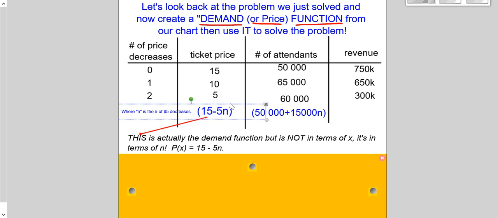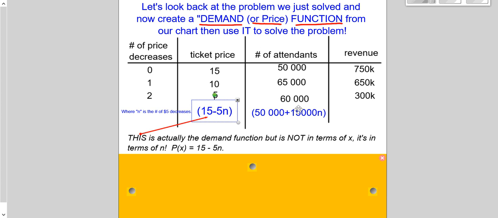We want this N to actually be an X, but we want X not to be the number of times it decreases in price, but the number of tickets that are actually sold. So I can't just replace N with X and assume X is the number of tickets sold, because X is not. This 15 minus 5N is a relationship of the ticket prices and the number of times you reduced the price by $5. So what can I do with this N to somehow incorporate the number of tickets that were actually sold?